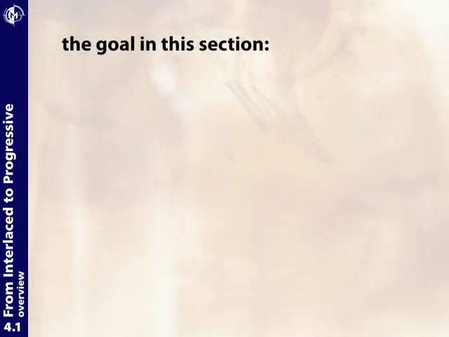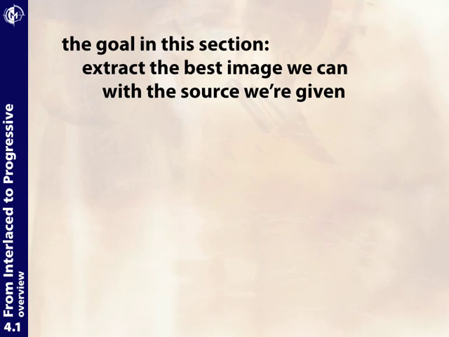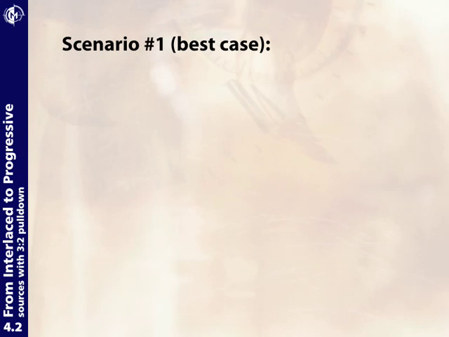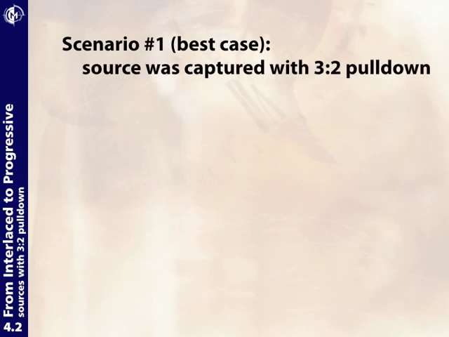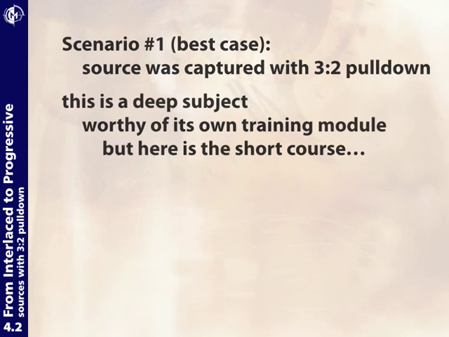So the goal in this section is how can we extract the best information we can out of the source material that we've been given? Well, there's 3 scenarios, and let's go through them. The best case scenario is if the footage was captured using a process known as 3-2 pull down. Now we do have a separate training module on pull down, and we have touched on it earlier in this training, but I want to give you a thumbnail here so you understand why it's so handy.